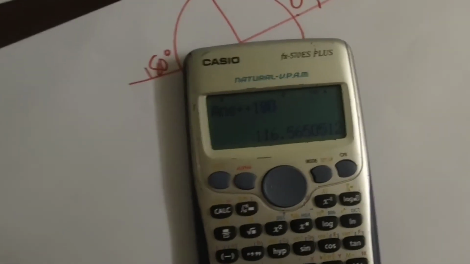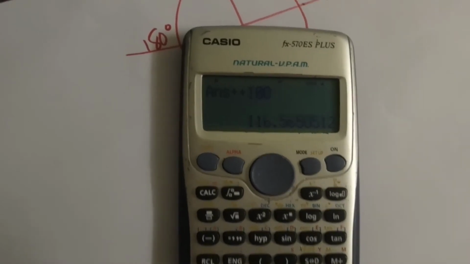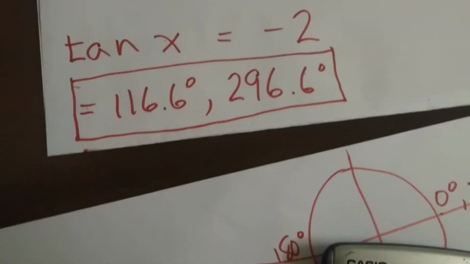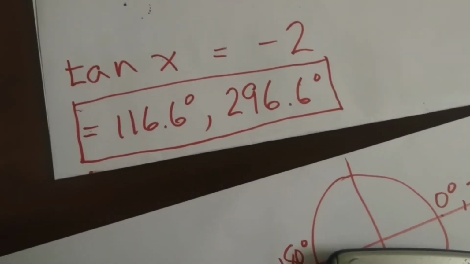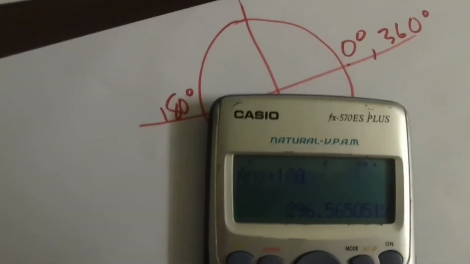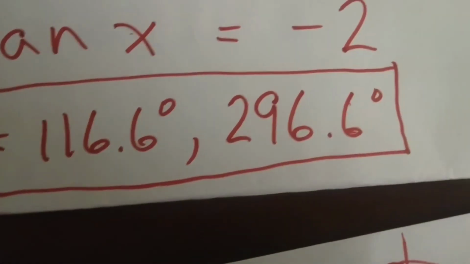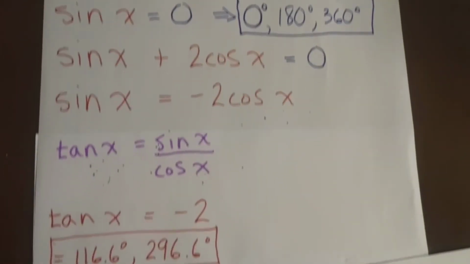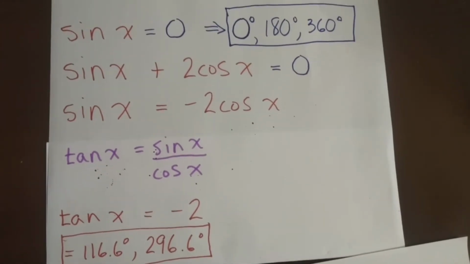Okay, 116.6, which is here. And then I'm going to add 180 again. 296.6, and we have 5 values. Okay, so let me give you a bird's eye view of this, and that's the end.